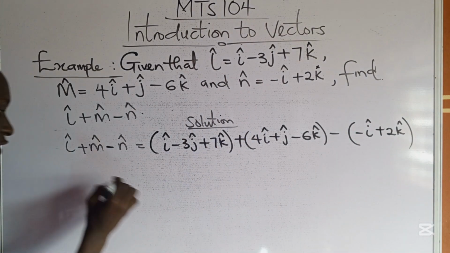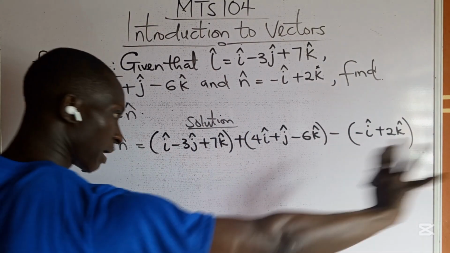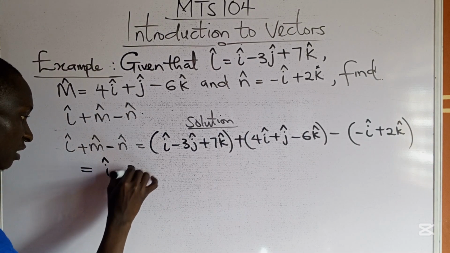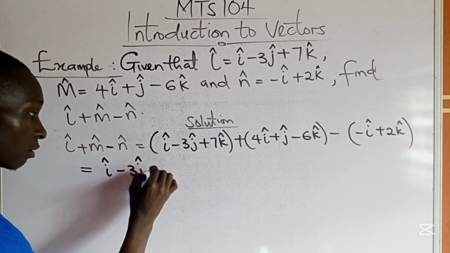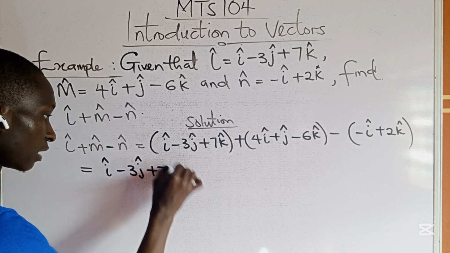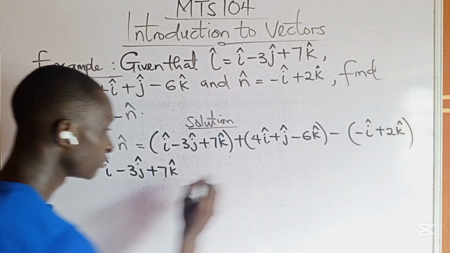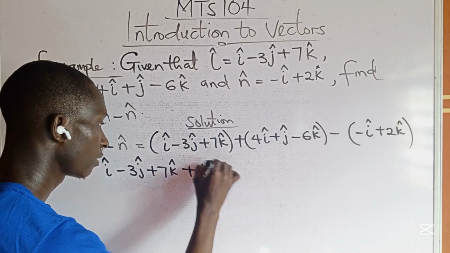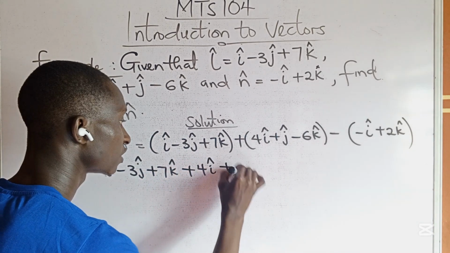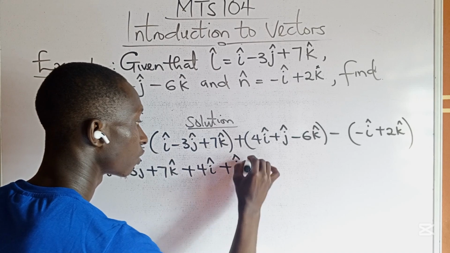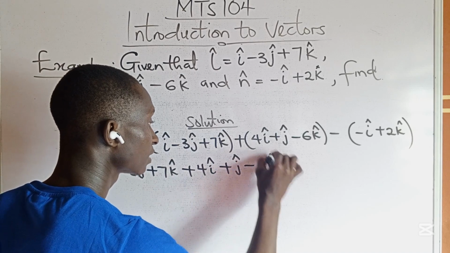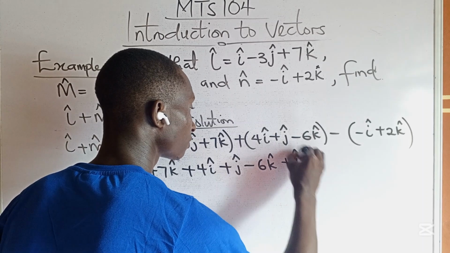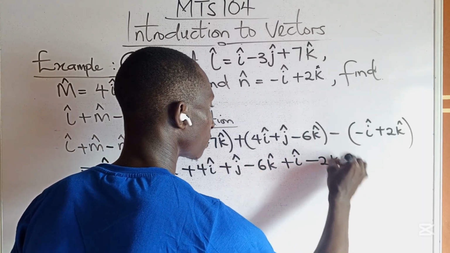Now, since we have this, what we have to do is to expand the bracket. So this we have i minus 3j, right? Plus 7k. Everything becomes the same because we are multiplying by a positive sign. So plus 4i, right? Plus j minus 6k rather, right? Then minus times minus becomes plus i. Then we have minus 2k.